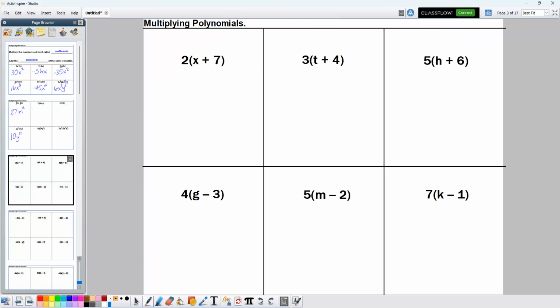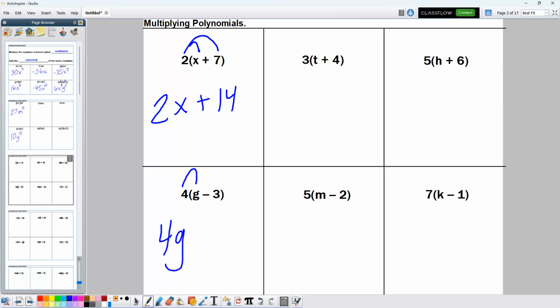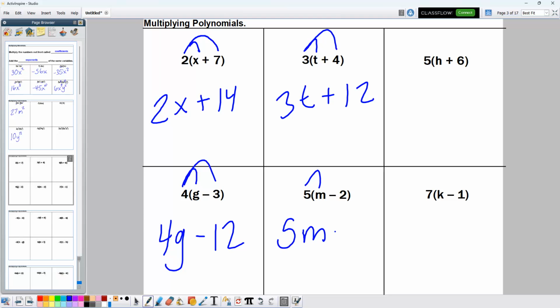All right, we got to distribute right here. Distribute. So what we're going to do is we're going to say 2 times x is 2x. 2 times 7 would be 14. 4 times g would be 4g. Minus 4 times 3 is 12. 3 times t is 3t plus 3 times 4 is 12. 5 times m is 5m minus 5 times 2 is 10.